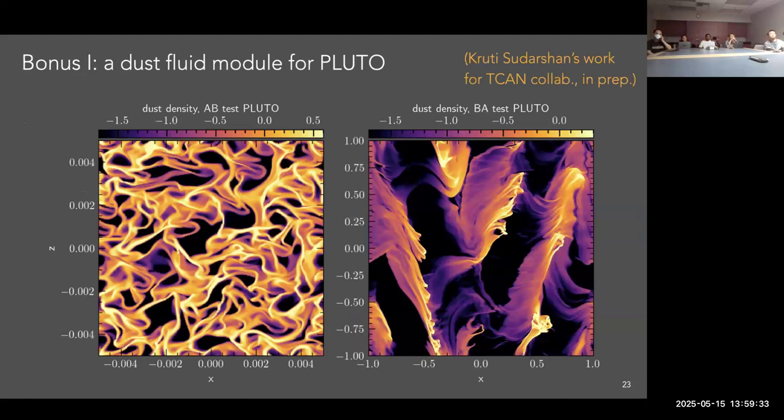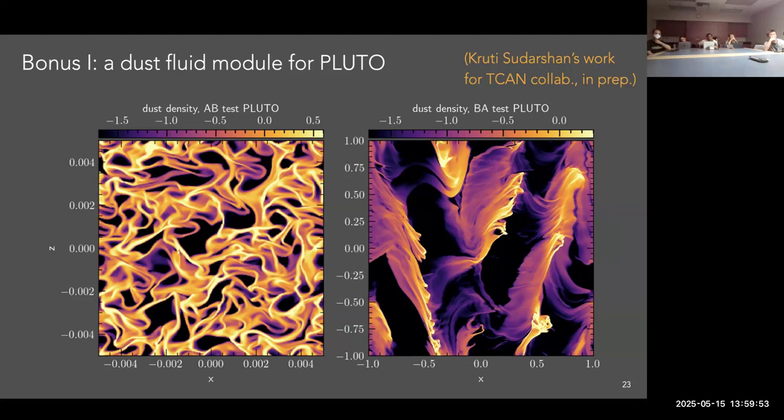So I know that you guys are working on this, so this is not news to you. But some of the people in the audience maybe have not seen this. There's this streaming instability code comparison going on as part of PFITS, and a colleague of mine, through this introduction, is providing results with the code Pluto. This module is what I actually used for all of these simulations I showed.